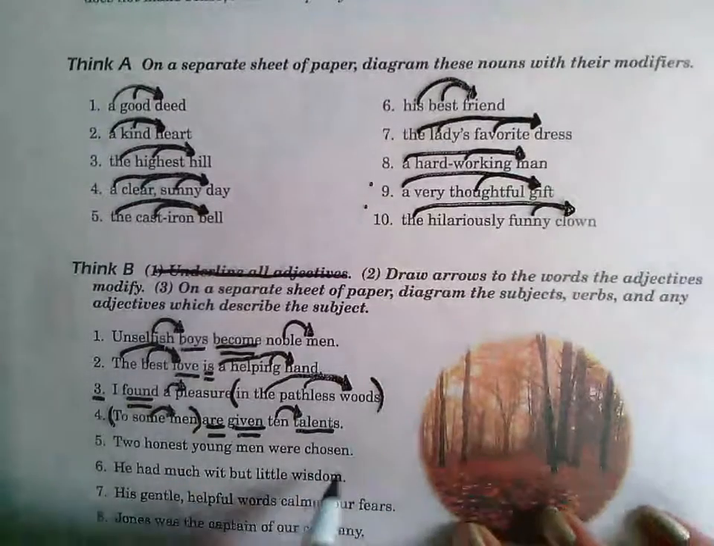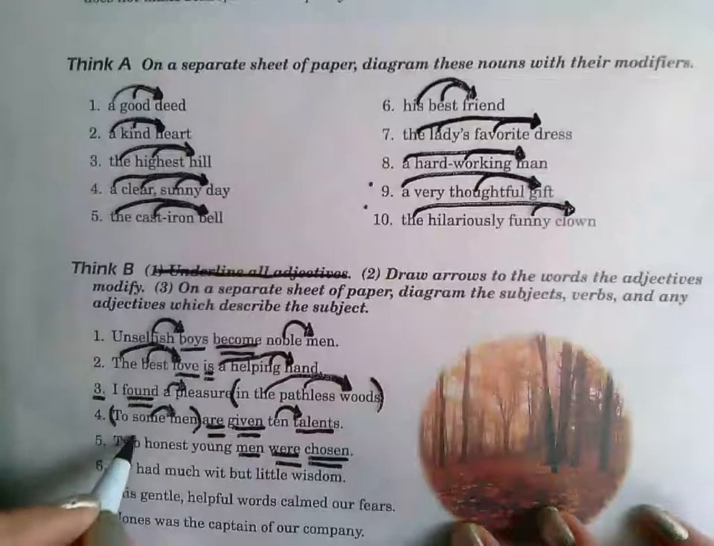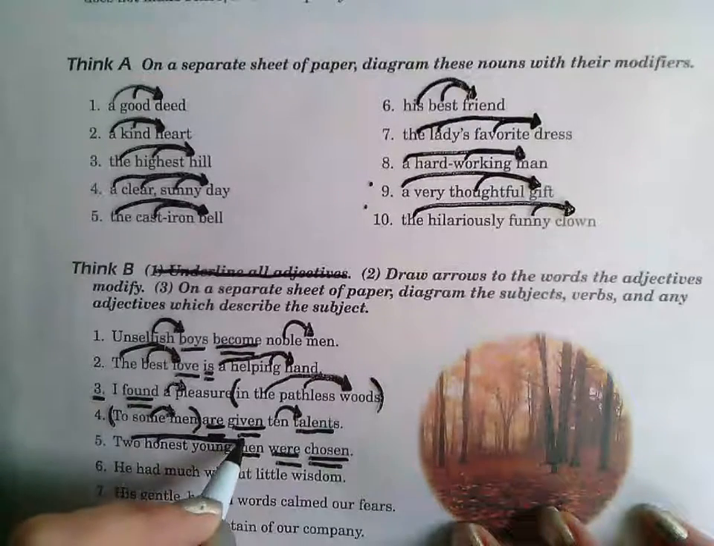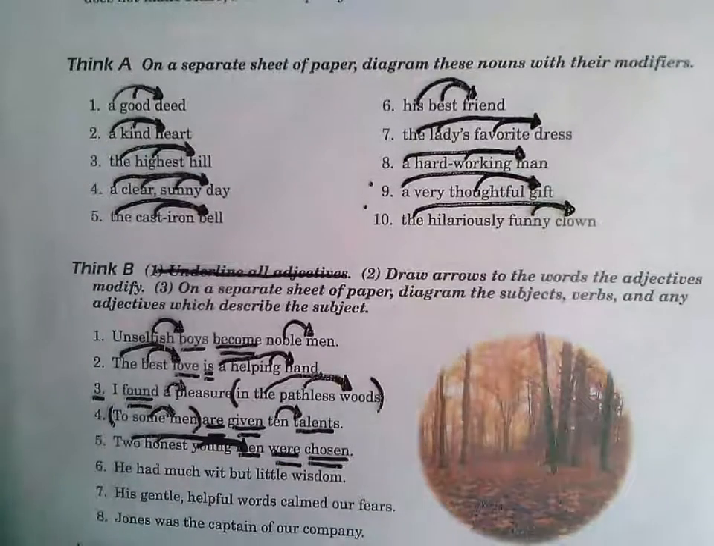Number 5, two honest young men were chosen. Okay, prepositional phrase, two honest young, there's no preposition there, so no. Action, chosen. Can't draw an arrow from that to anything. A helping verb, were. Who or what were chosen? Men. Now let's look for our adjectives. Two what? Two men. What kind of men? Honest men. What other kind of men? Young. They were honest and young. Three words describing men.